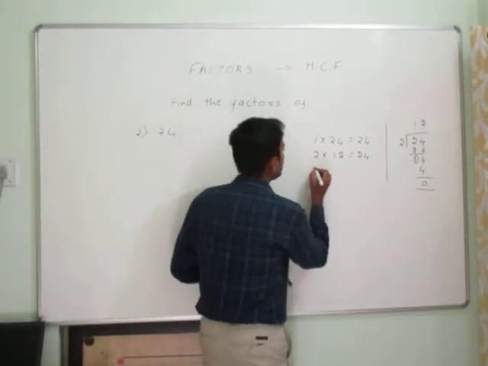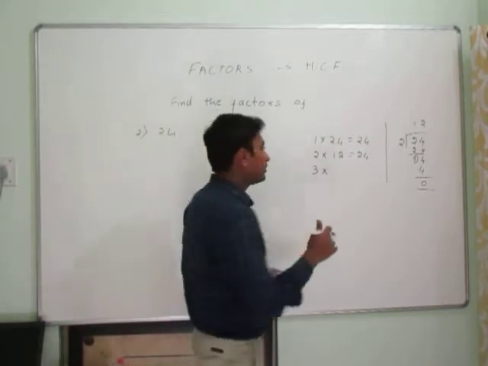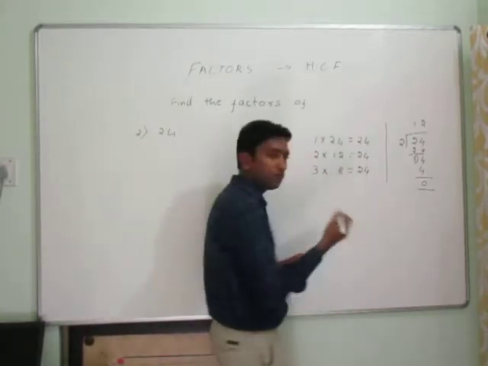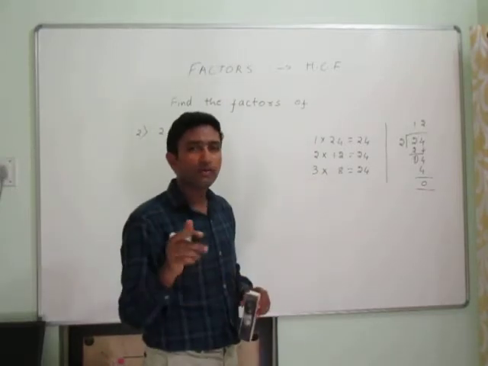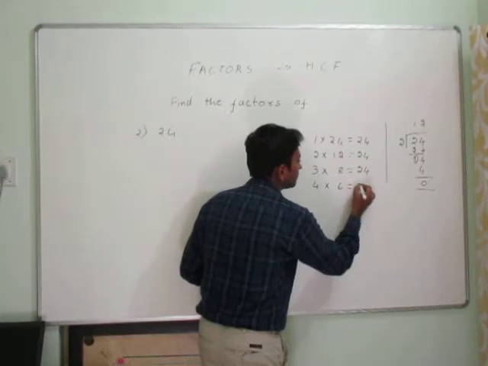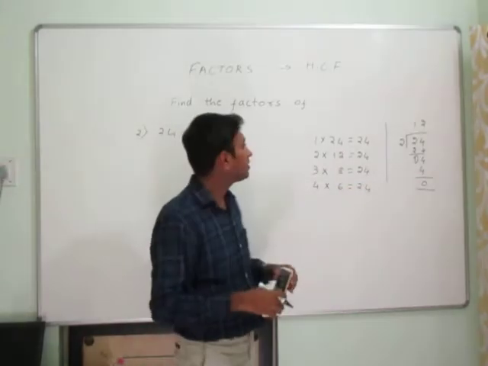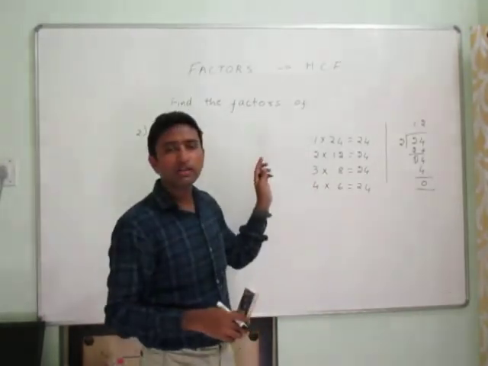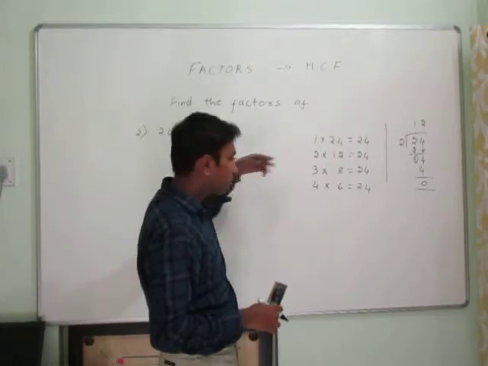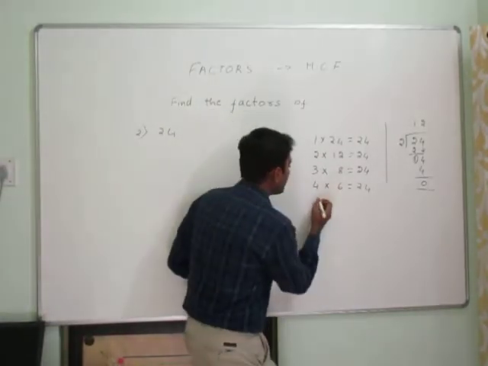Next, 3. 3 7s are 21, 3 8s are 24. Next, 4. 4 6s are 24. Next, we'll check in 5 tables. We need not check because in 5 tables, all the numbers end with either 5 or 0, and this is not ending with 5 or 0, so forget it straight away. Next, 6. 6 4s are 24. We have it here itself.